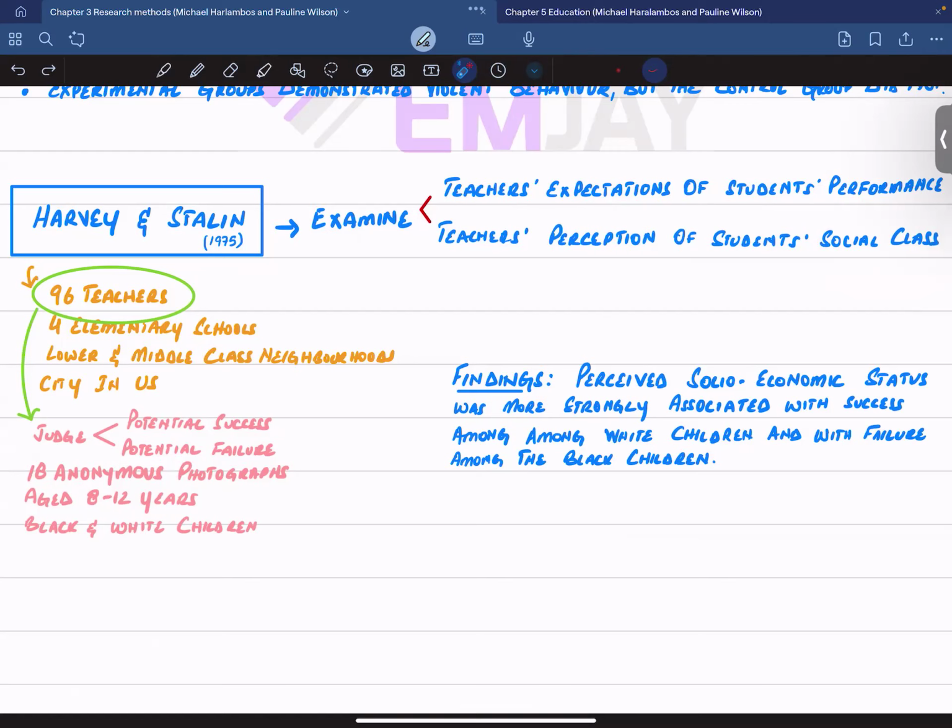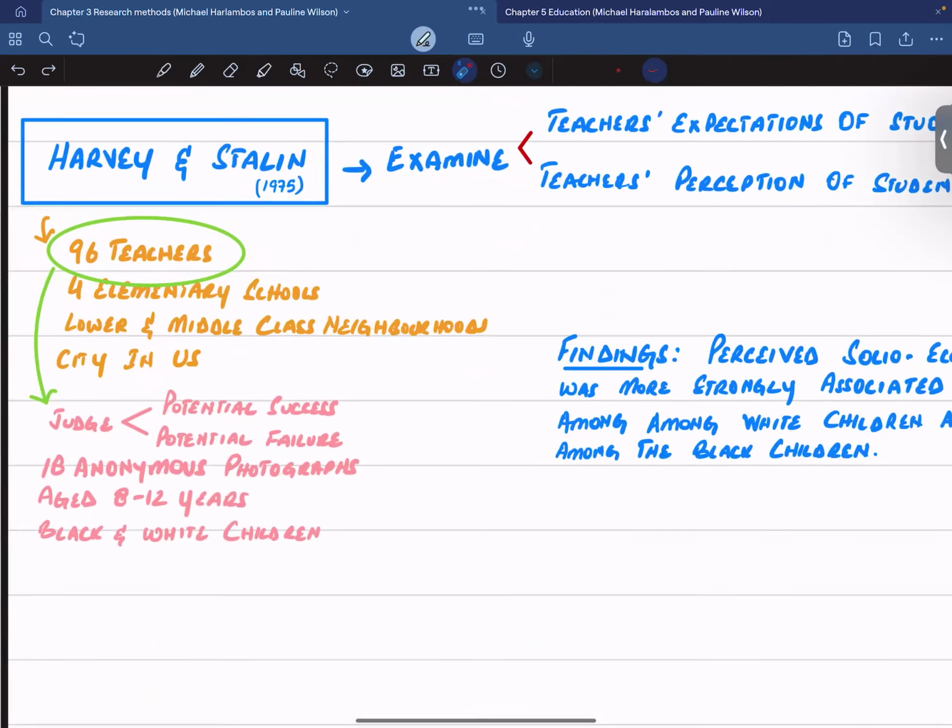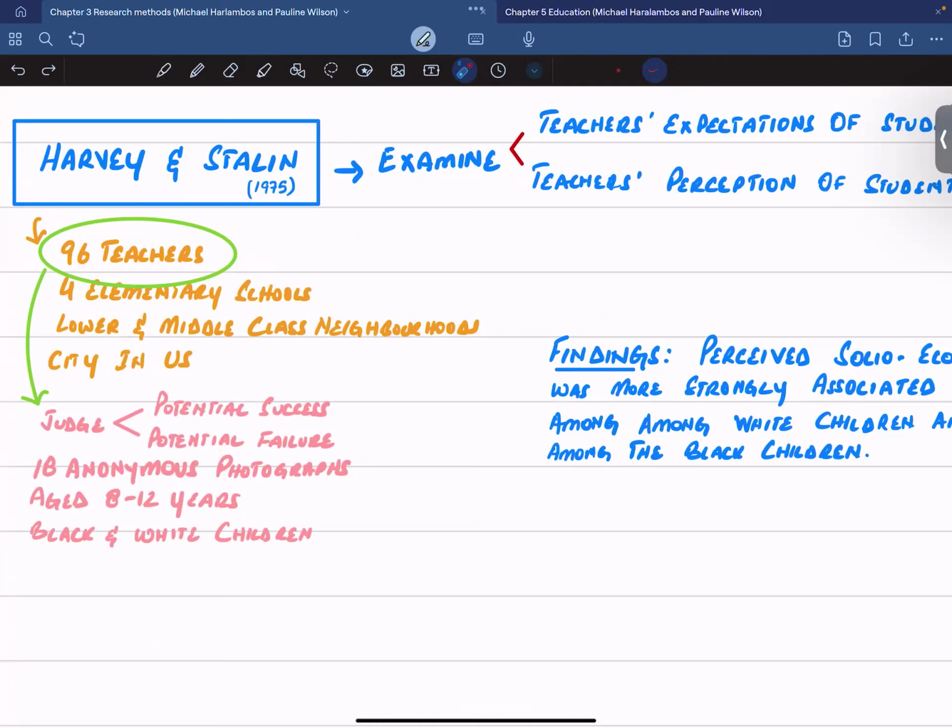Now, this research was conducted on 96 teachers. They were from 4 elementary schools, and these schools were located in lower and middle class neighborhood areas in a city in the United States. These teachers had to judge the potential, or the chances of success and failure, of these students.